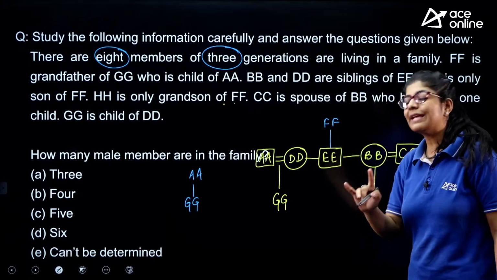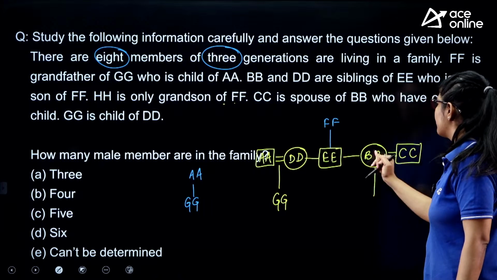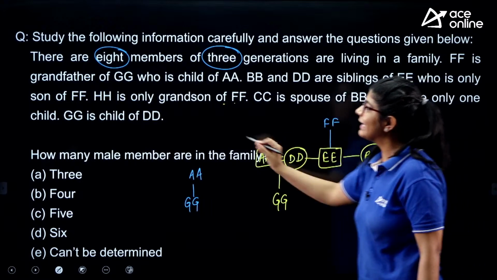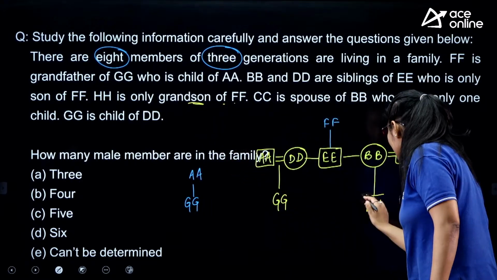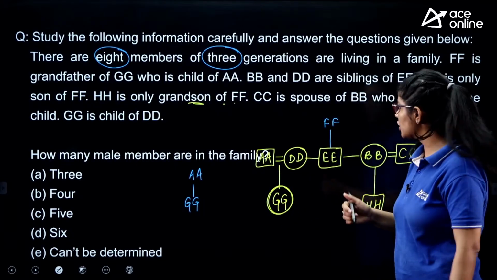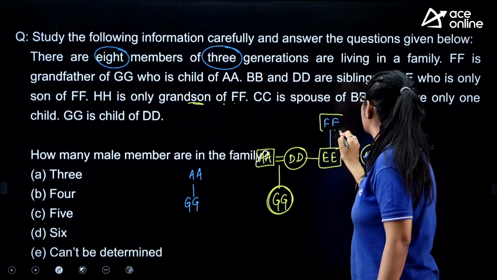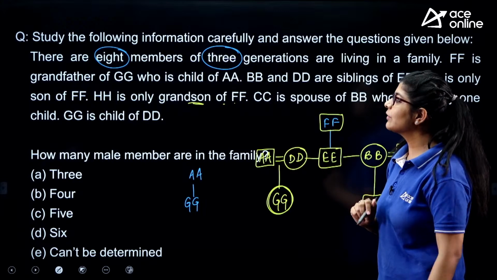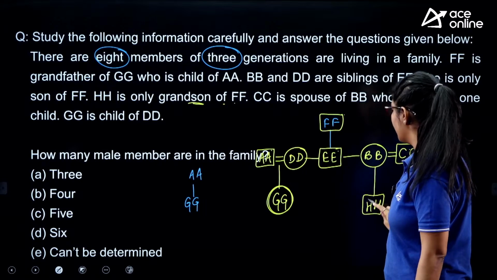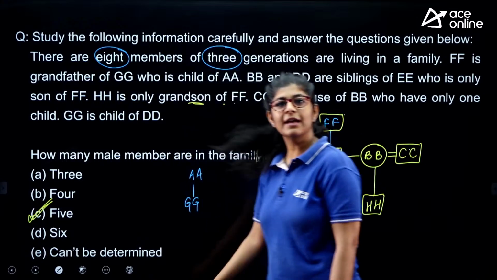If he is the only grandson, how many members do we have? 8 members: 1, 2, 3, 4, 5, 6, 7, 8. So we need to put HH over here, and he is the only grandson. That means this is a granddaughter. Done with the arrangement? And here it is given that FF is the grandfather, so the gender of FF is also mentioned. We need to calculate how many male members are there: 1, 2, 3, 4, 5. How many male members are there? 5. Option C is the correct one.